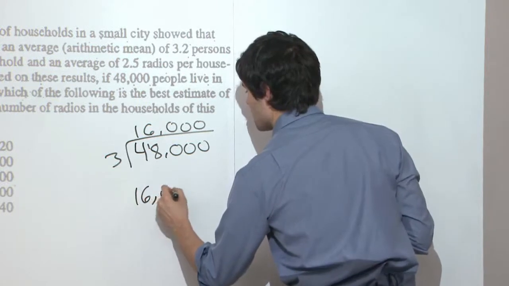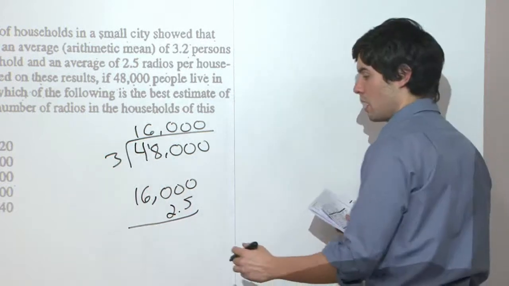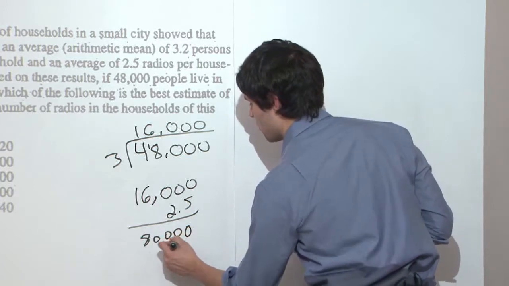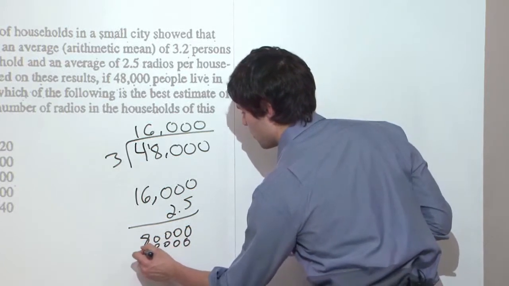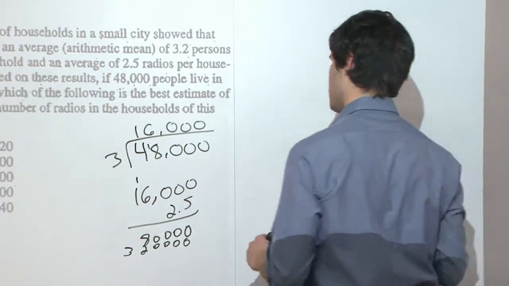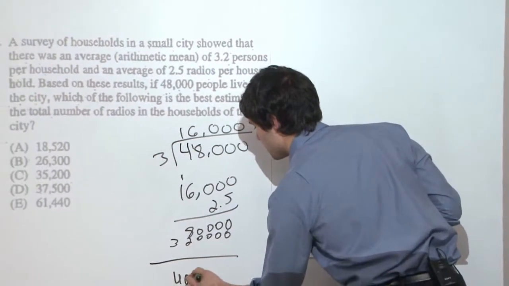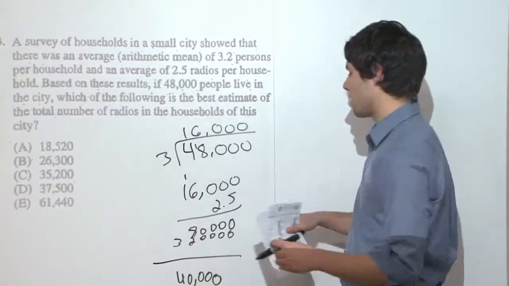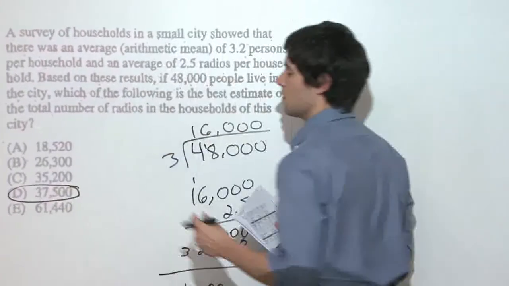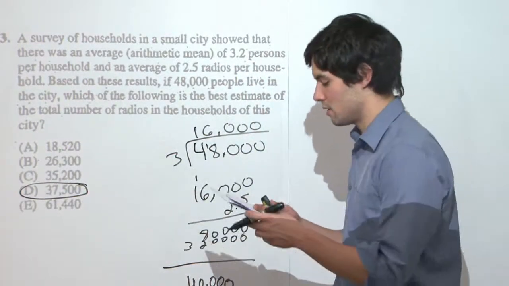Now, those 16,000 households, there are 2.5 radios per household. So how many radios are there in the city? By our estimate, we get about 40,000. 16,000 times 2.5. Now you'll notice that D is our answer. It's pretty close to 40,000, but notice how there's nothing else even remotely close. 40,000 is our best estimate.